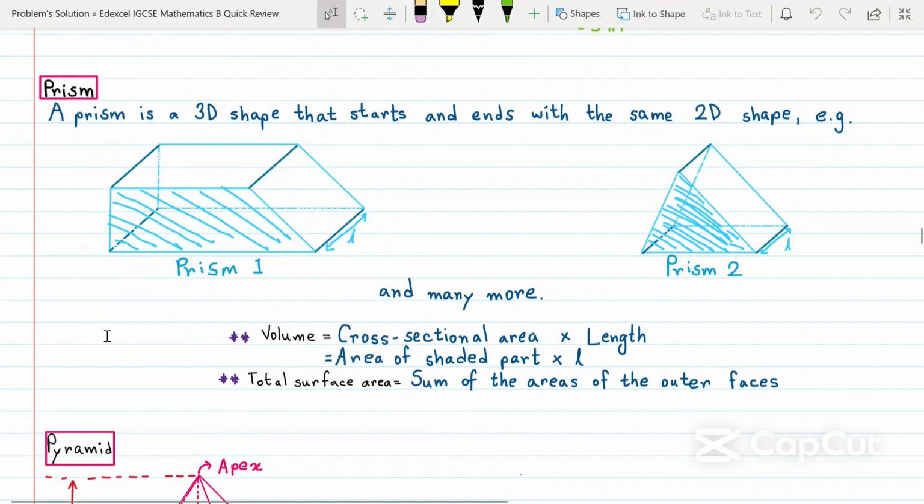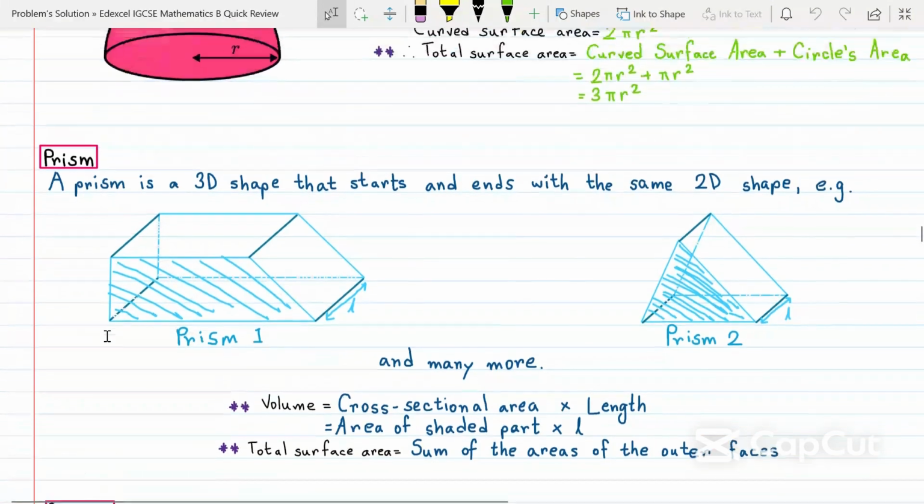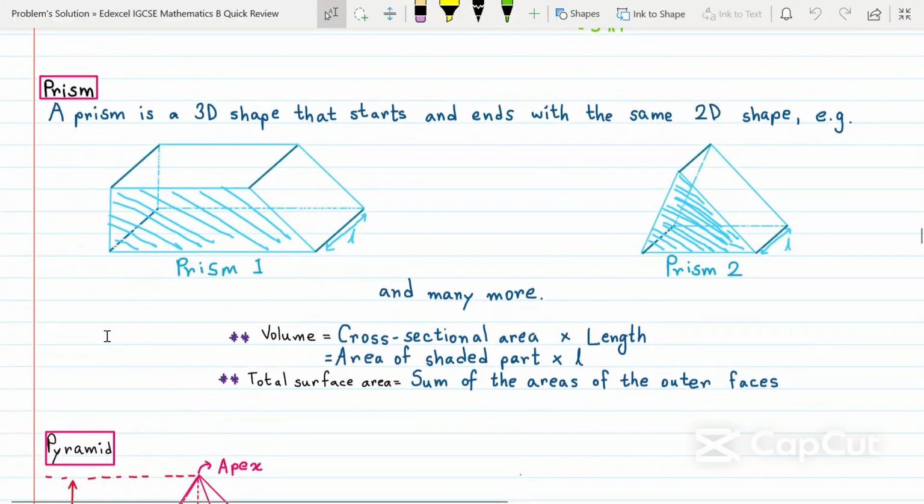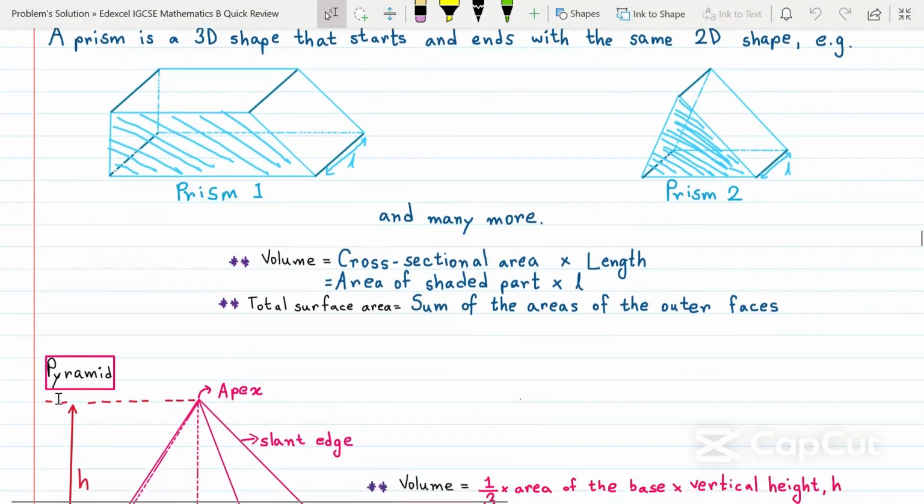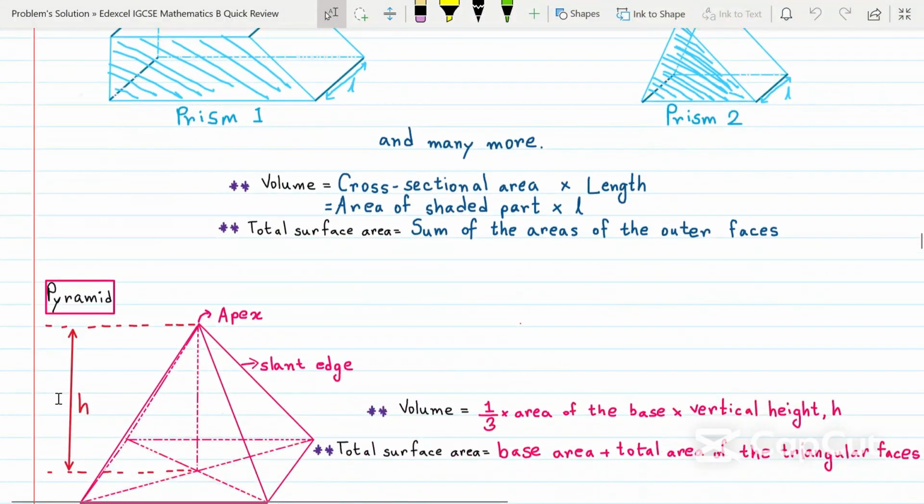Okay, so now the next we have is a pyramid. I know you must have seen a pyramid, in Egypt, or you must have eaten the chocolate named Toblerone. This is basically the pyramidal shape, and it can be anything. So now let's talk about the pyramid. It's basically just like the cone.